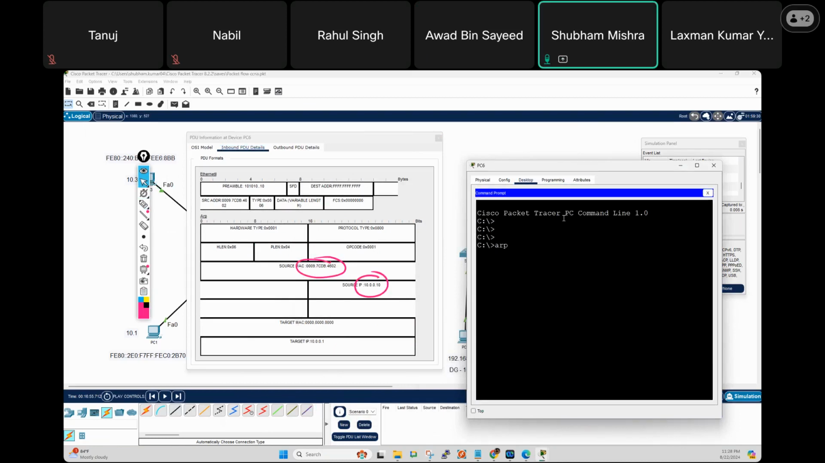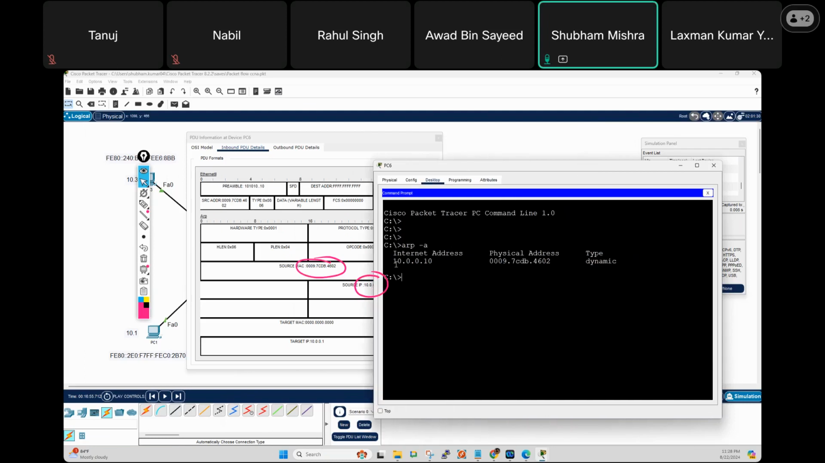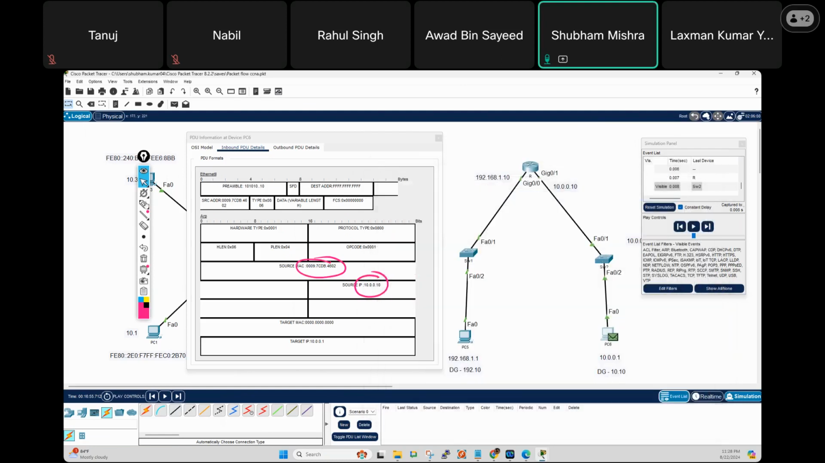ARP -a. Right. So this PC makes an entry: the 10.10 IP address and this is the MAC address of this IP. So it means this PC performed the learning task. Understand everyone? Yes or no? So this PC performed the learning task. Clear now? Any doubt till now?